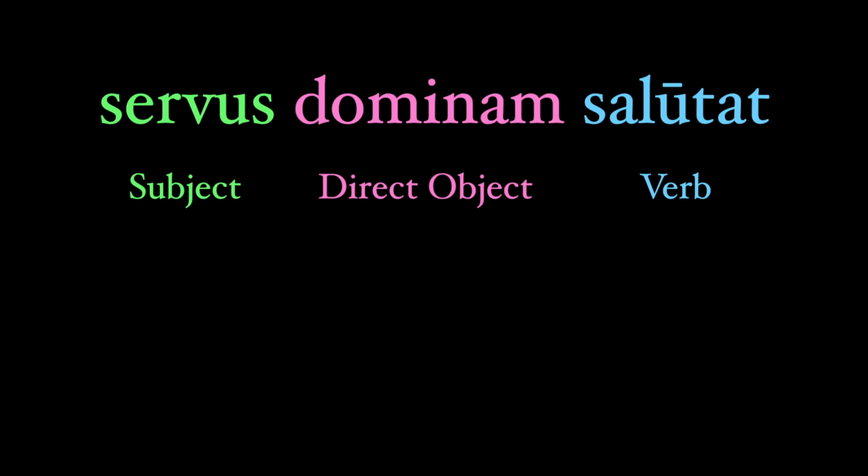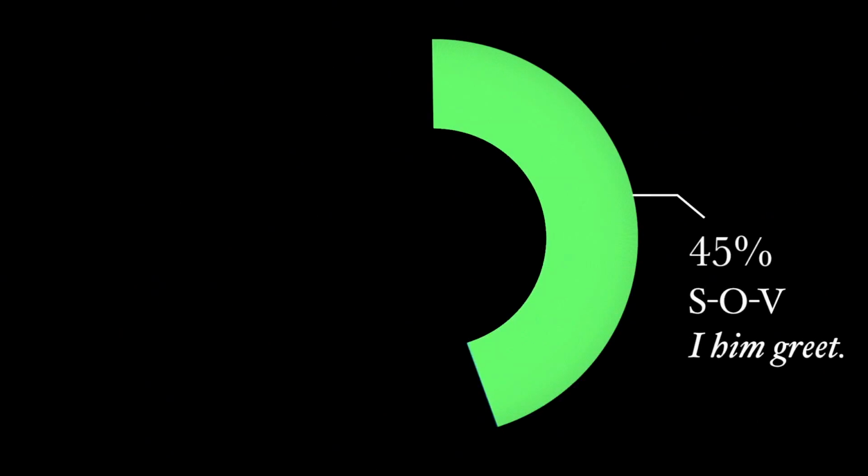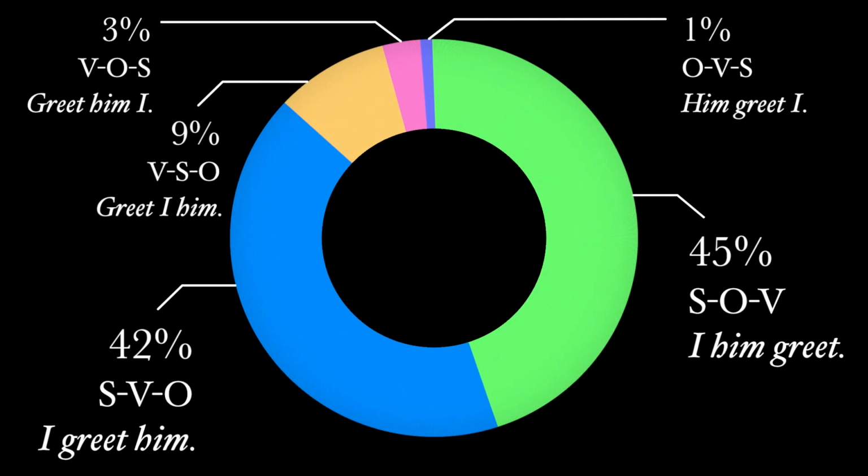One more thing. Why this order with the verb at the end? Well, there are actually quite a few languages that have the order subject-object-verb. English has the subject-verb-object standard order, and in fact about 45% of all languages in the world share Latin's SOV, that's subject-object-verb, order, while English's SVO, subject-verb-object, order is found in, a little bit less, about 42%. And other variations make up the rest.